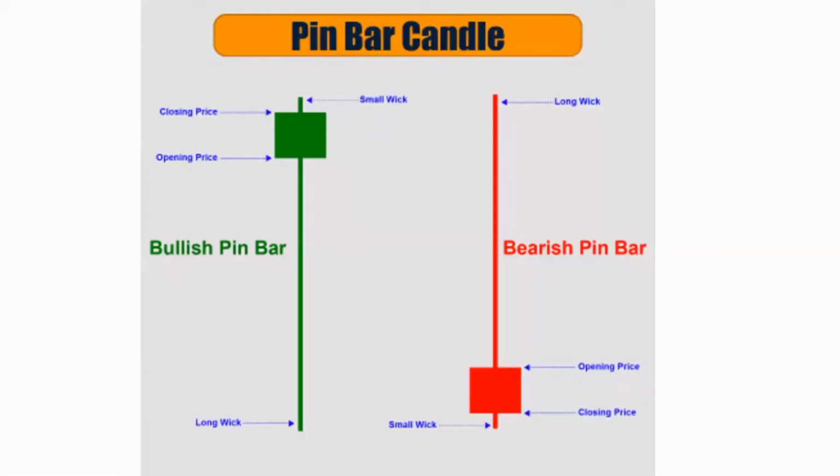Candlestick number one is the pin bar candlestick. It's called the pin bar or the hammer candlestick, whichever. But the pin bar candlestick is one of the most powerful candlesticks in the chart. The pin bar candlestick is actually a reversal candlestick. You use it to catch reversal.